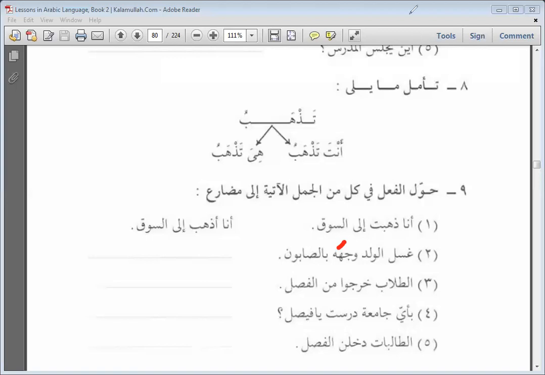Next one. Anybody want to attempt the next one? رقم 3. So what do we have here? We have الطلاب خرجوا من الفصل. يخرجون. الطلاب يخرجون من الفصل. نعم أحسنت. Again, min is a harf jar, therefore al-fasl will be in the genitive case, and therefore it will have the kasra below the lam. So what do we have here?